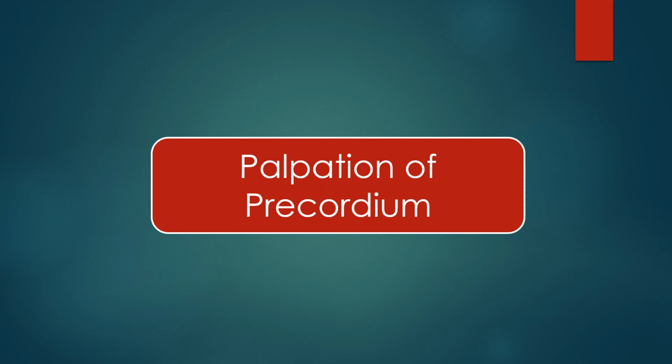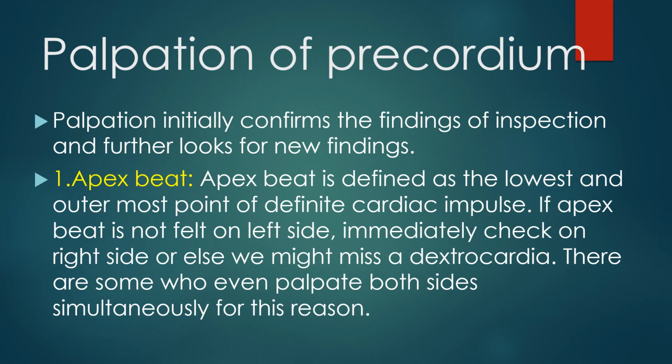Now we will move on to palpation of the precordium and adjacent areas. Palpation initially confirms the findings of inspection and further looks for new findings. One, apex beat. Apex beat is defined as the lowest and outermost point of definite cardiac impulse. If apex beat is not felt on the left side, immediately check on the right side, or else we might miss a dextrocardia. There are some who even palpate both sides simultaneously for this reason.